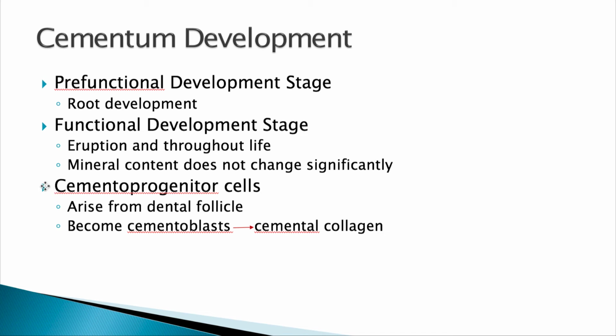Cementoprogenitor cells originally arise from the dental follicle. These cells in turn differentiate along the newly deposited but not yet mineralized radicular mantle dentin into cementoblasts. These cementoblasts then form cemental collagen, which is primarily type 1 and type 3 collagen.